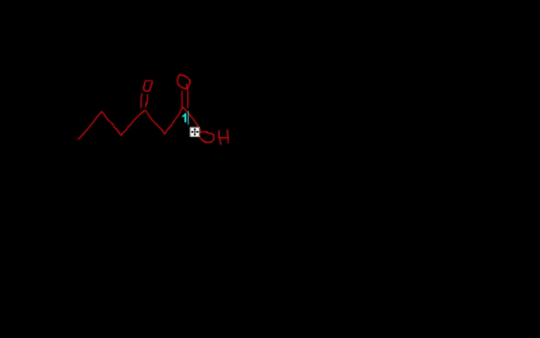Okay, so let's number this. Always start from the carbonyl. 1, 2, 3, 4, 5, 6 carbons here. So this is going to be your hexanoic acid. But now there's this ketone off the third carbon. So it's going to be hexan-3-one-oic acid. But that sounds stupid, so we don't call it that.